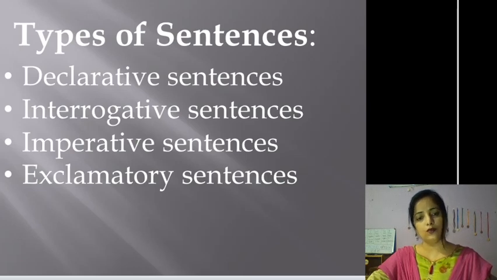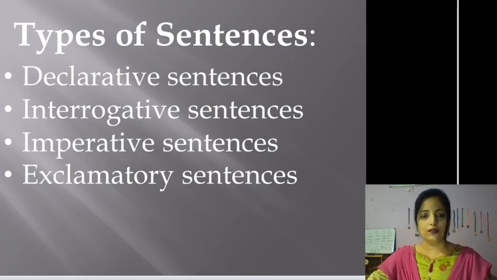Then there are certain interrogative sentences which do not have direct answers. For example, when you went to the bazaar, what all things did you see? That time we cannot answer saying yes or no. You have to give an answer in detail. So there are two types of questions: yes or no questions, and questions which require detailed answers.